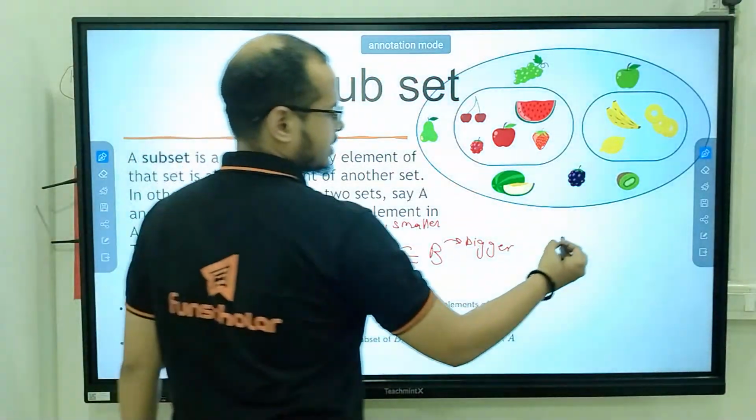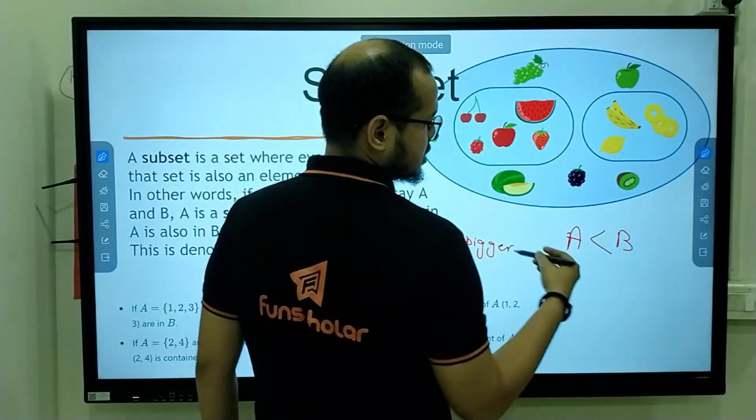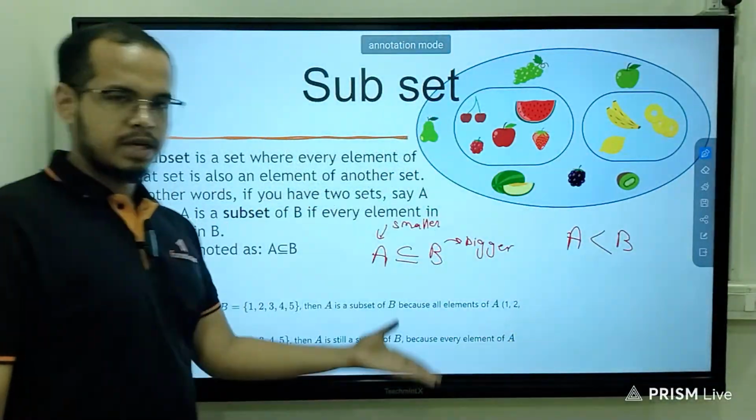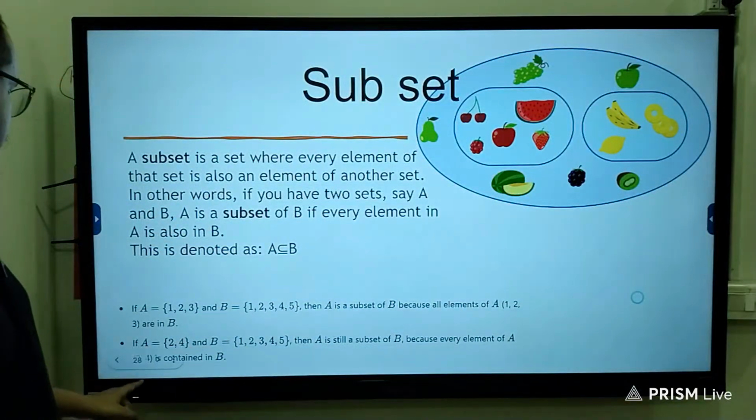Oh, it is the same. Like this only, no? So when we used to do greater than, lesser than, the one that has the open mouth is bigger. That is exactly what this is. Okay, I hope you understood the concept of subsets.